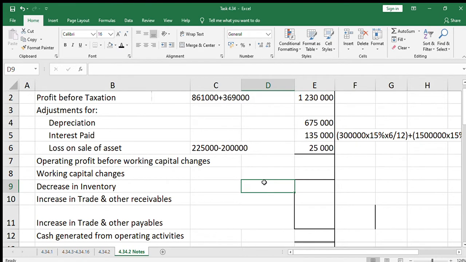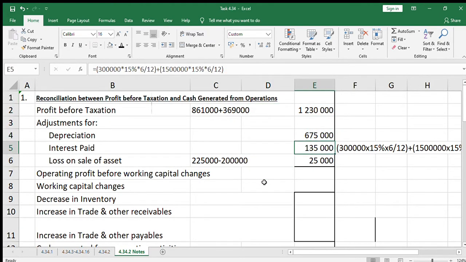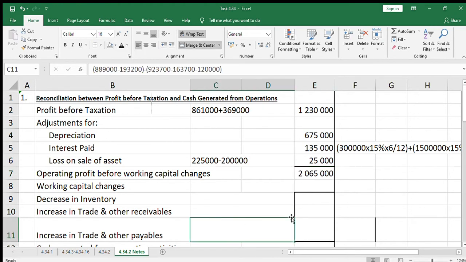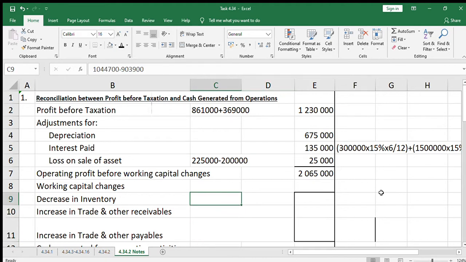If you had a profit, you would have subtracted it. Okay, so that's all there is to add in a loss or profit on the cash flow statement. We're then going to calculate our operating profit before working capital changes, which is 2,065,000. Next thing, working capital changes. Okay, our working capital changes will be the inventory, receivables, and payables.